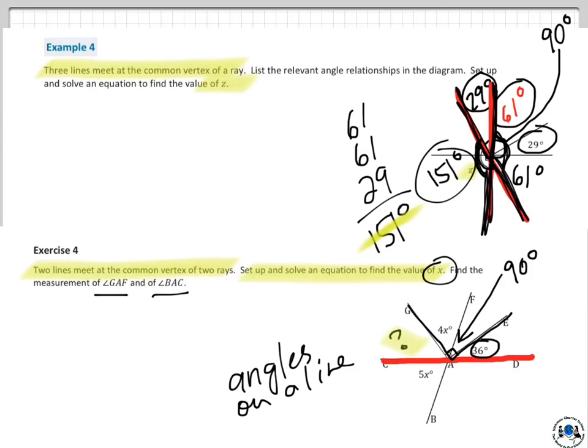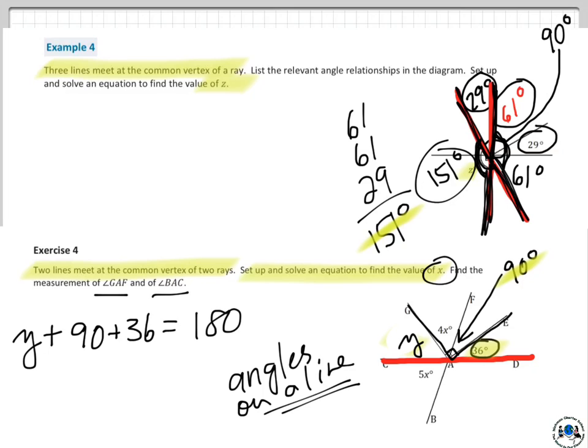Now 4x, as you can see, is going to be less than 90 degrees because it only makes up a portion of that 90-degree angle. And I know I have a 36-degree angle here. So I know all of that has to add up to 180. I'm going to go ahead and name that unknown angle y, because I want to solve for it. Therefore, I want to give it a variable, and I'm going to call it y.